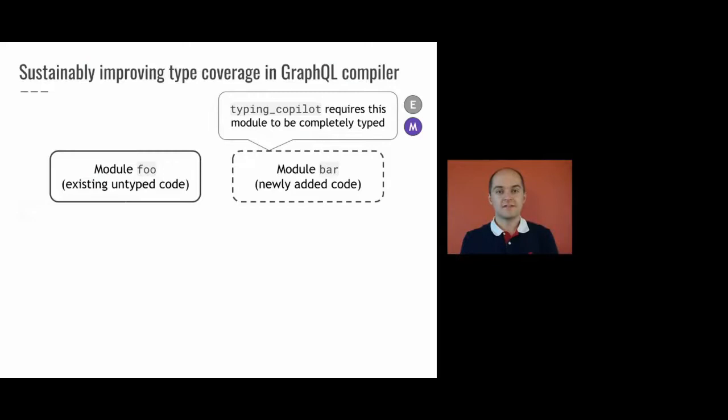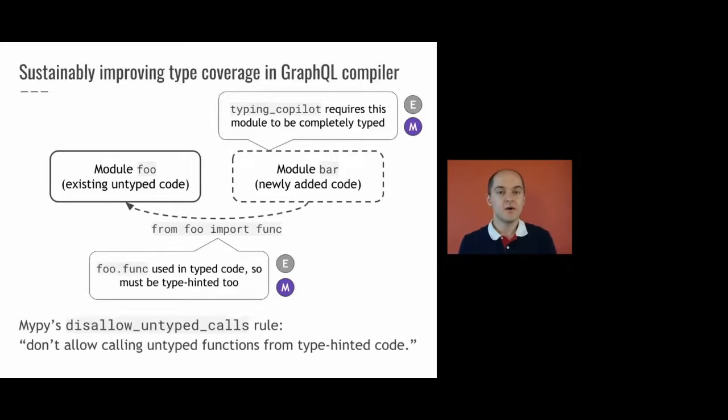For our next case study, I'd like to tell you about adopting Typing Copilot in another project I maintain called GraphQL Compiler, which is about 100,000 lines of code. A few things stood out to me. First, any newly added code and new files has to be completely type hinted because Typing Copilot enforces the full set of MyPy rules against it.